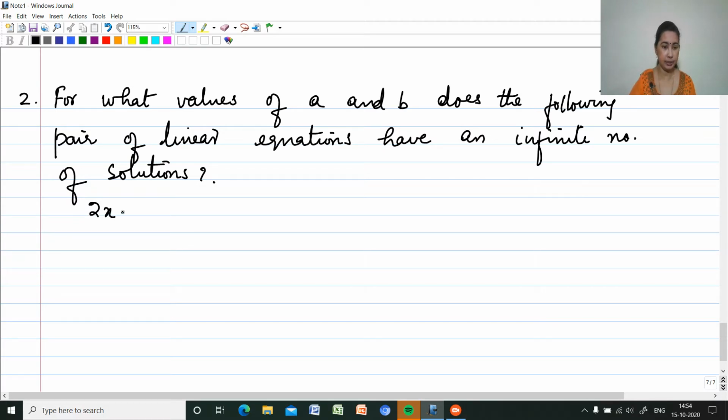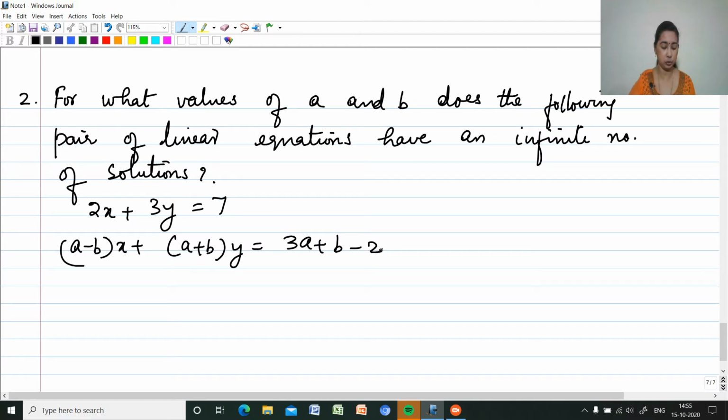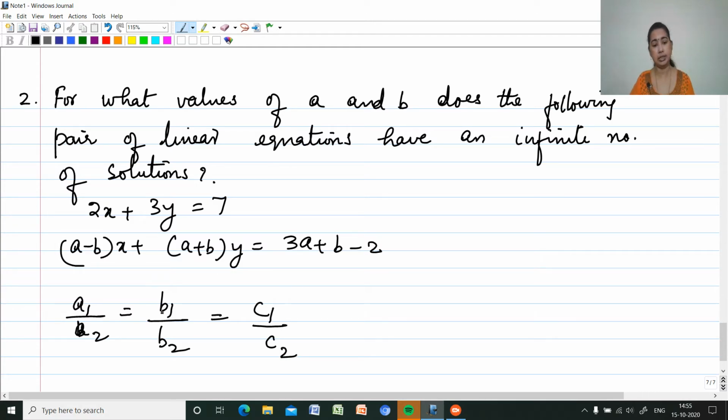The equations are 2x plus 3y is equal to 7 and (a minus b) into x plus (a plus b) into y is equal to 3a plus b minus 2. These are the two equations given. If they are having infinite number of solutions, then the condition is a1 by a2 is equal to b1 by b2 is equal to c1 by c2. This is the condition if they are having infinite number of solutions.